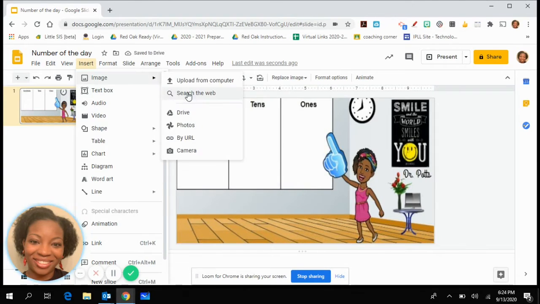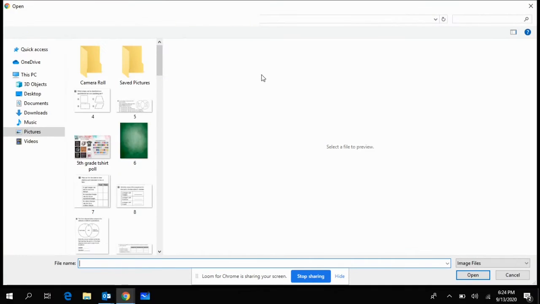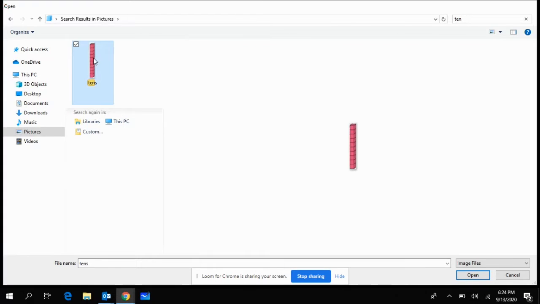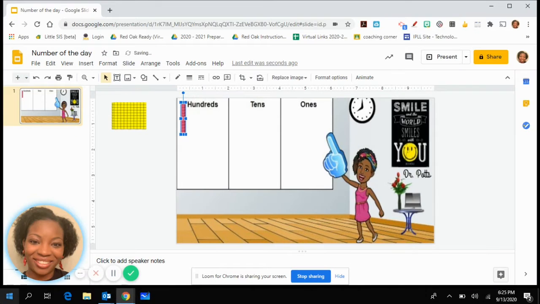Insert another image, upload from computer. This time I want my tens. Insert, same thing I did before, copy and paste many times. I don't know how many times that was. And I'll bring it over here. And I like to keep them off of the screen so that students know to manipulate them. And I'll have one for each day.